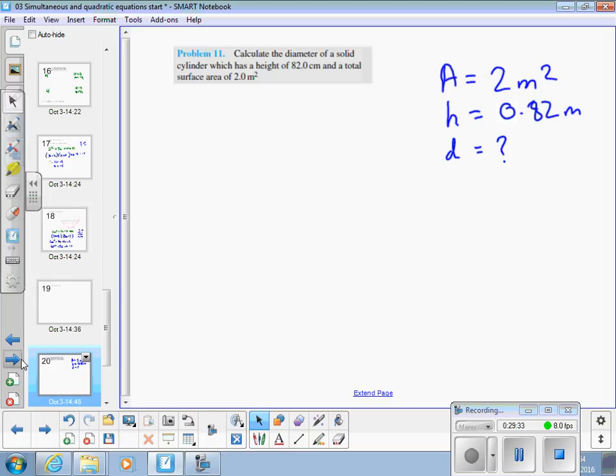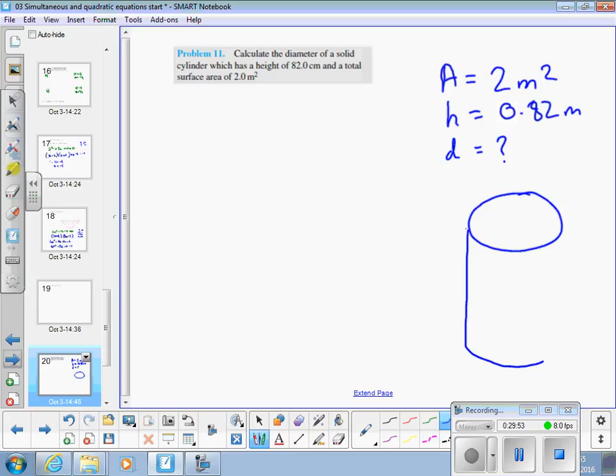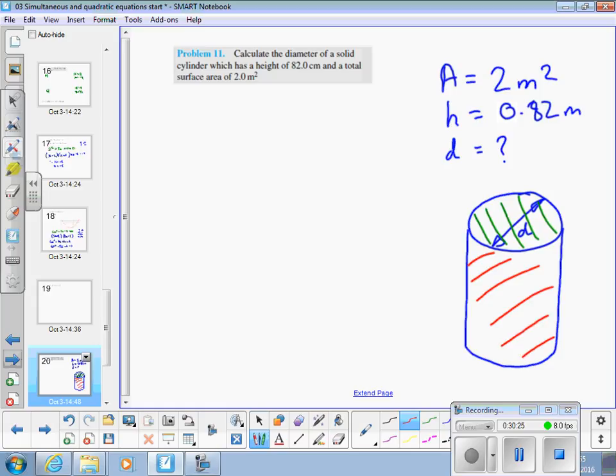Okay, so we've extracted the key information from that question. How do we move forward? Sometimes a diagram will help. Here's our cylinder. We don't know what that is. That's what we're being asked to find. We know that the surface area of that cylinder is 2 meters squared. So, the area of that bit, plus the area of all this round here, is equal to 2 meters squared.